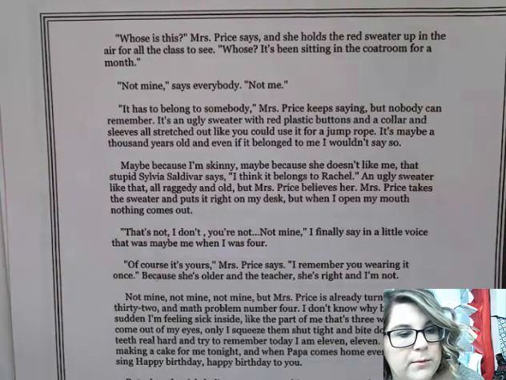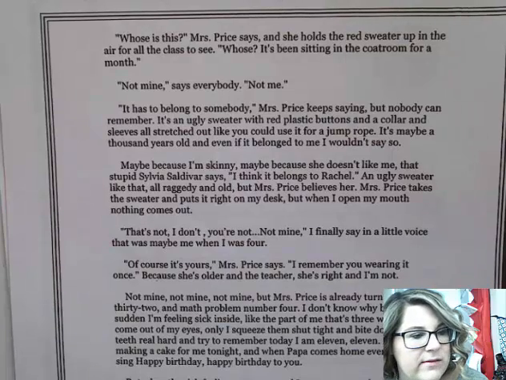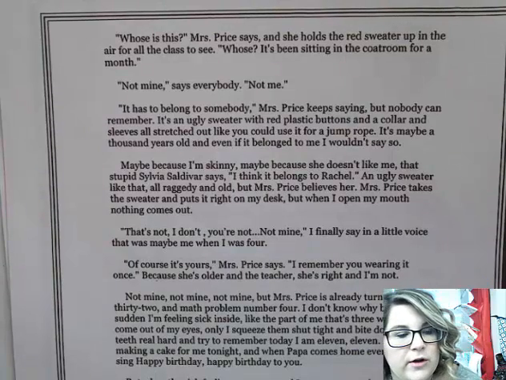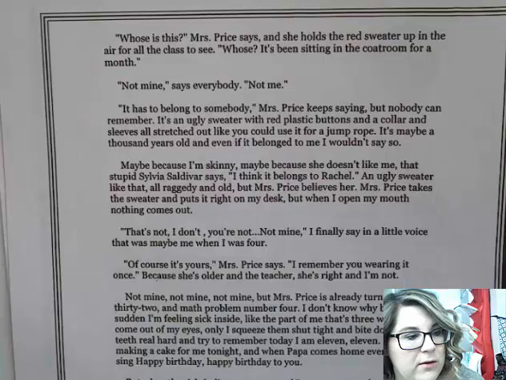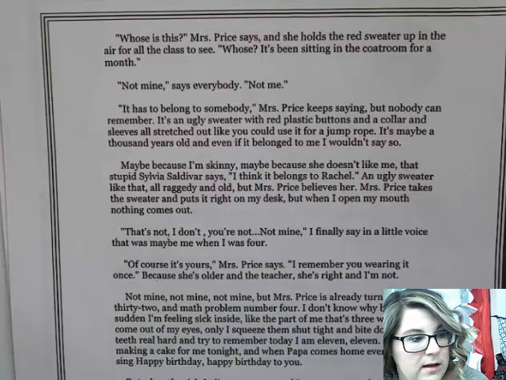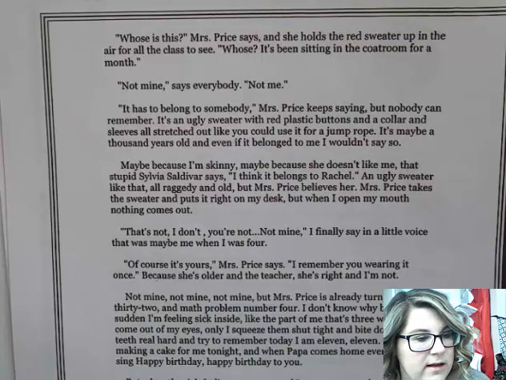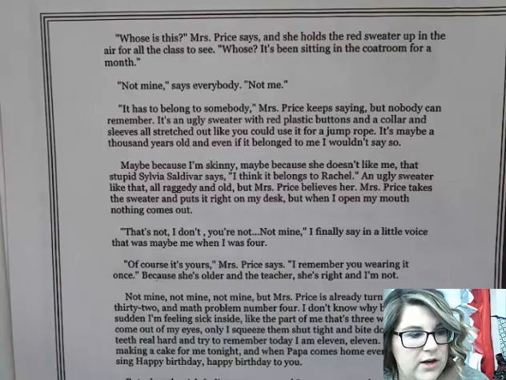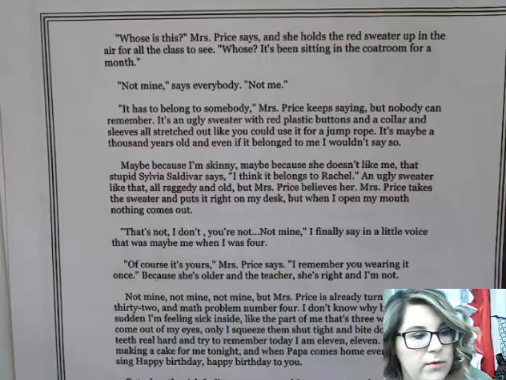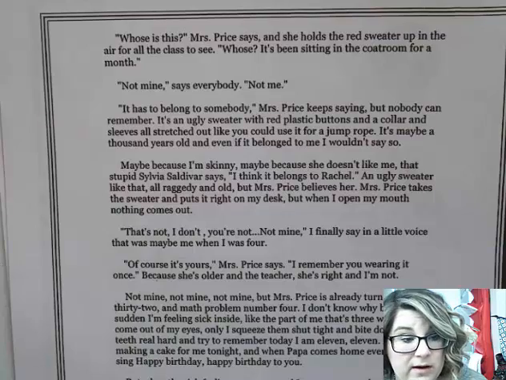It's an ugly sweater with red plastic buttons and a collar and sleeves all stretched out like you could use it for a jump rope. It's maybe 1,000 years old, and even if it belonged to me, I wouldn't say so. Maybe because I'm skinny, maybe because she doesn't like me. That stupid Sylvia Salvador says, I think it belongs to Rachel. An ugly sweater like that, all raggedy and old." But Mrs. Price believes her.